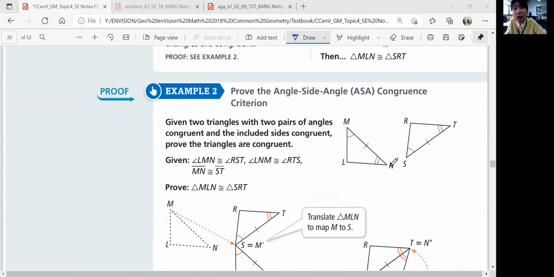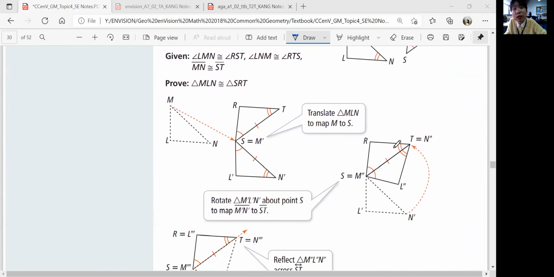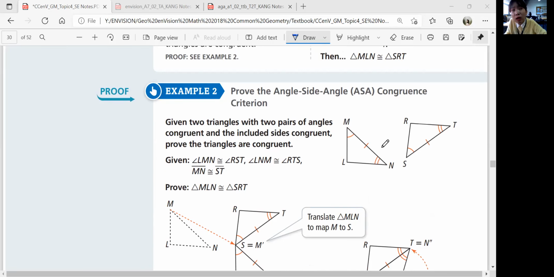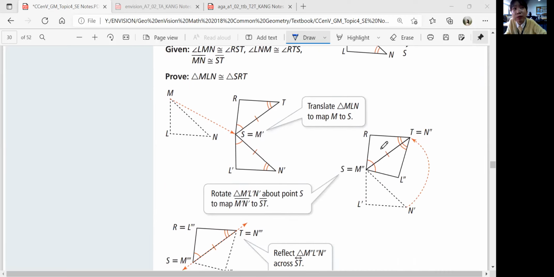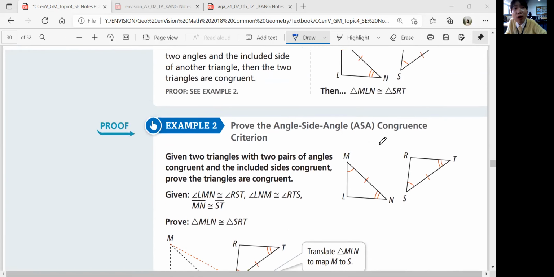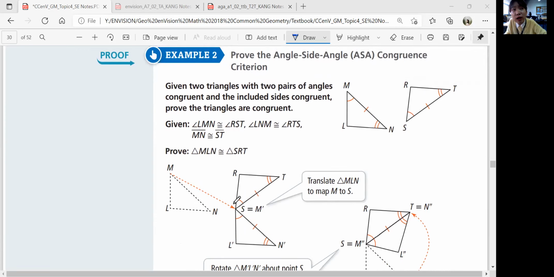Okay, we're given two angles that are congruent and the included side that are congruent. We can use rigid motion to map the triangles. Then we'll be able to prove that the two triangles are congruent by the definition of congruency, right? We can define it using rigid motions. So from MLN, we translate to map M to S.